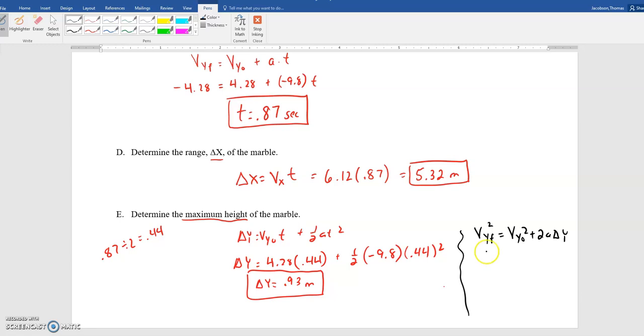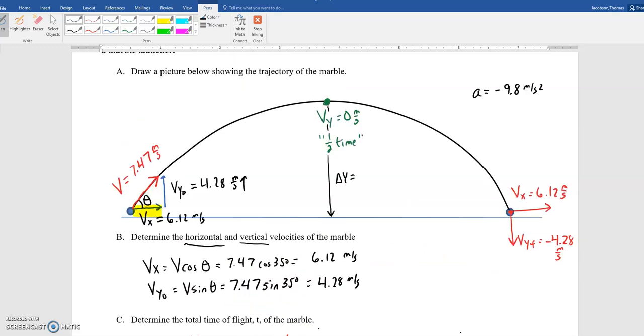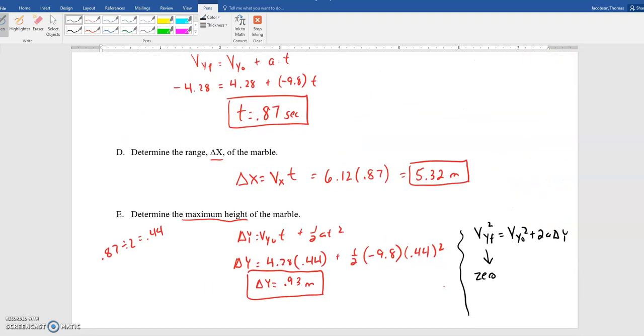You just got to make sure that your Vyf right here is 0. It's the final velocity when we're looking at the maximum height. So you cannot use the negative 4.28. You have to use Vy when the object is at the maximum height. So that would have to be 0. And if you do that, you should get very close to 0.93 meters. Because of rounding, it might be a little bit off, but you should be pretty close.